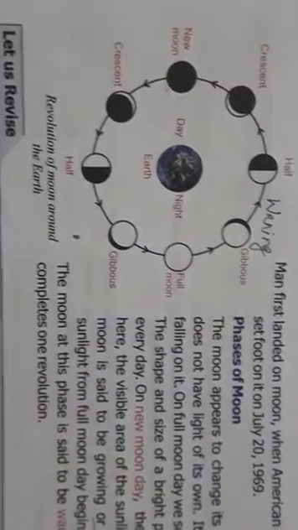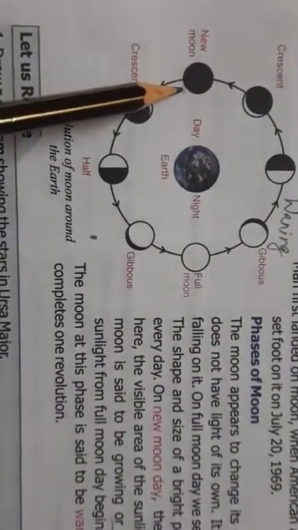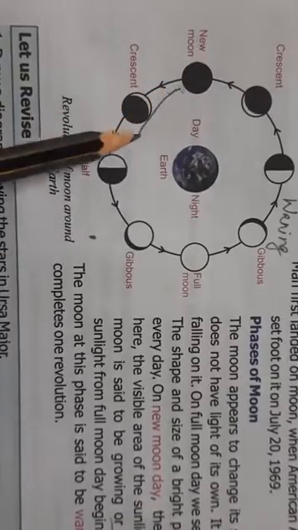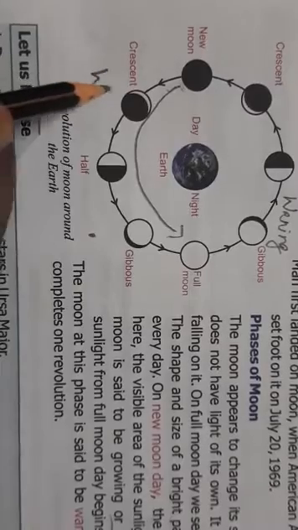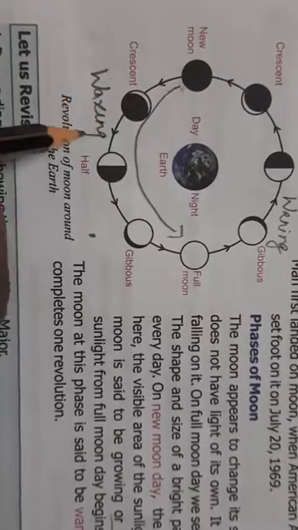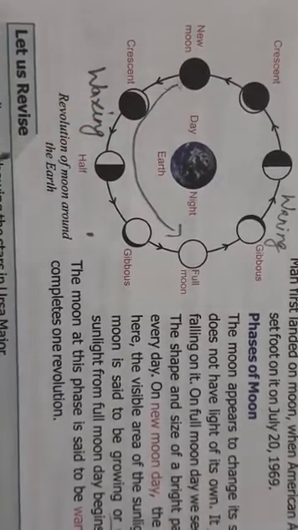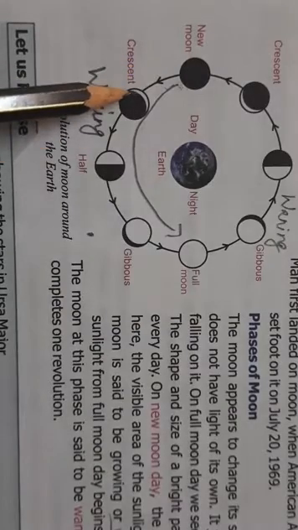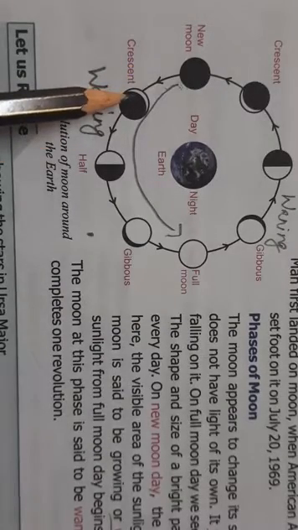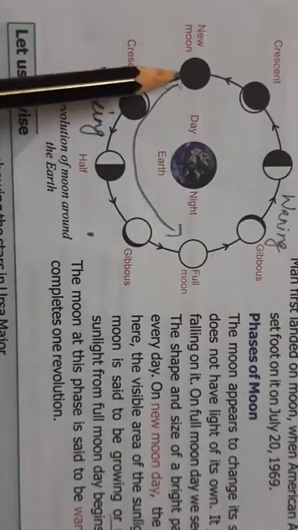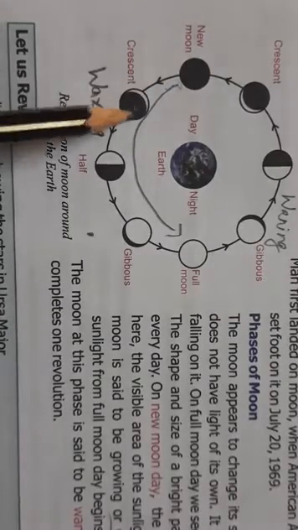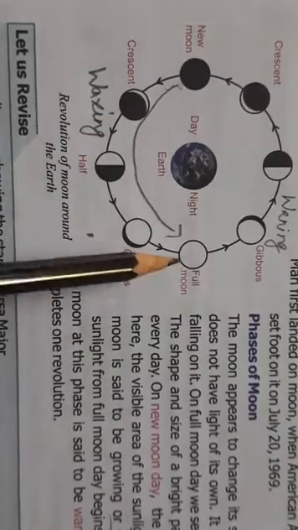And this portion, that is from the new moon till the next full moon, this is called as waxing. That means it is getting bigger in size. Okay, visible area of sunlight portion is increasing and the moon is growing. Here पूरा अंधेरा था, फिर धीरे धीरे देखो moon grow कर रहा है by the time it reaches full moon.